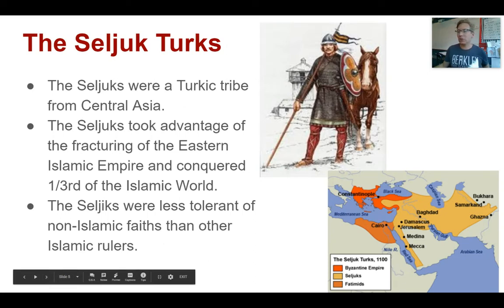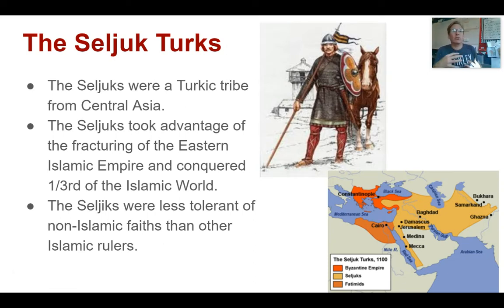The Seljuk Turks come around a little bit later. The Seljuk Turks were this Turkic tribe from Central Asia, over here, even north of there. The Seljuks took advantage of this fracturing Eastern Islamic Empire as they got into conflicts largely between a couple of families, the Umayyads and the Fatimids, over who would be in control. The Seljuks were able to come in and conquer the eastern third of the Islamic world.